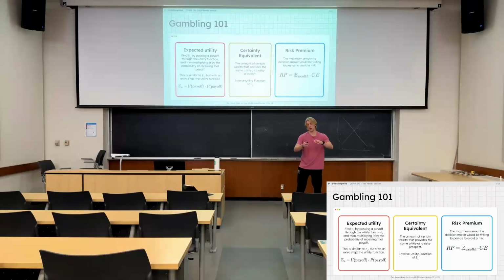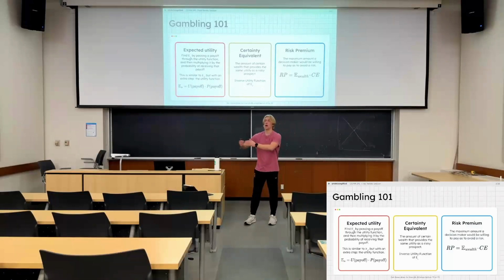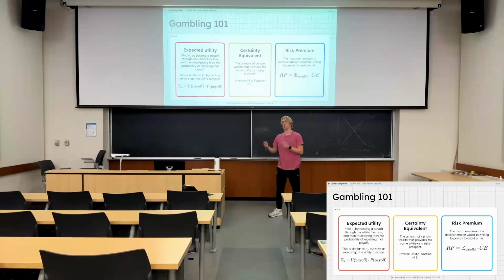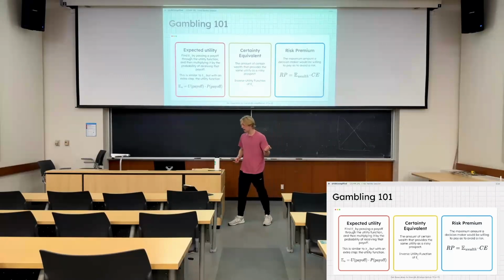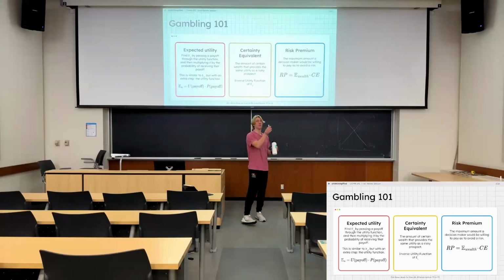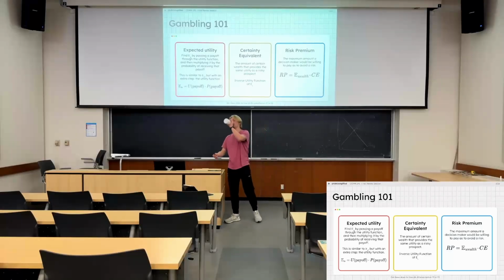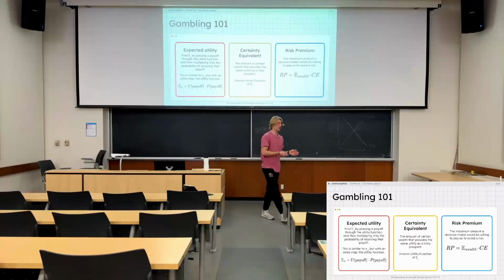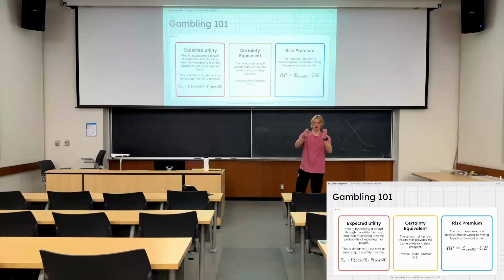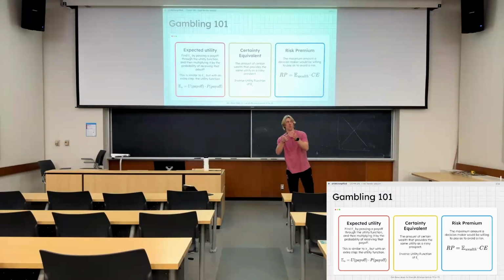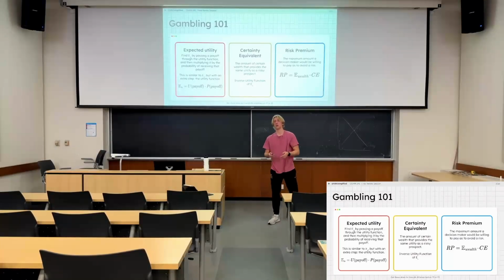And then if you take that combined expected utility and put it through the inverse of the utility function, that's going to be your certainty equivalent. It's going to say, how much money would you rather have for sure than taking this gamble? And then the difference between the expected value of your wealth and the certainty equivalent is going to be your risk premium.